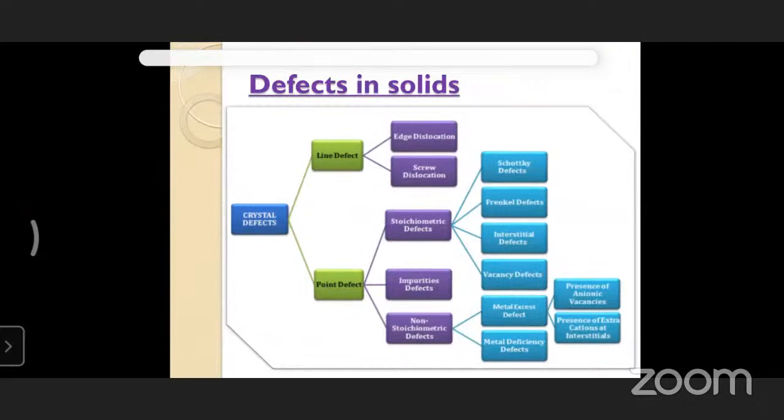Two or three topics are left over. These are the three topics. Tomorrow we are going to discuss them.